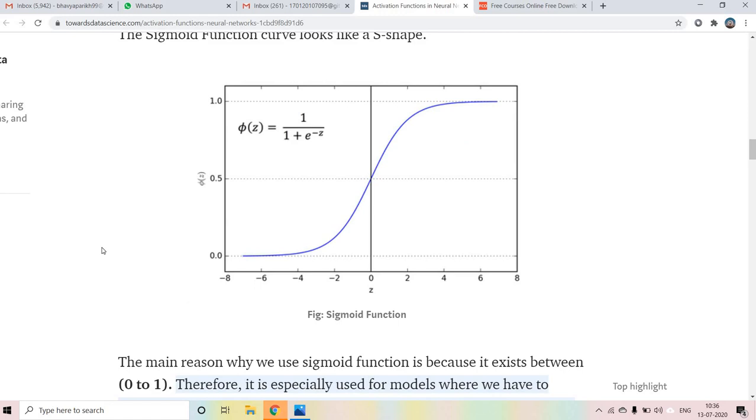Its derivative ranges between 0 to 0.25. So why is it like that? We will discuss that in a second, but first we observe what a sigmoid function is and why it is used.